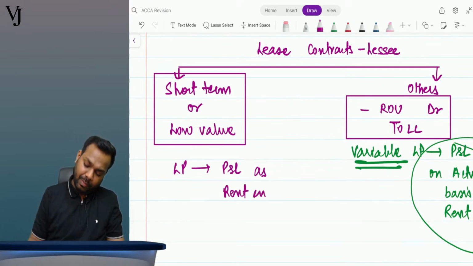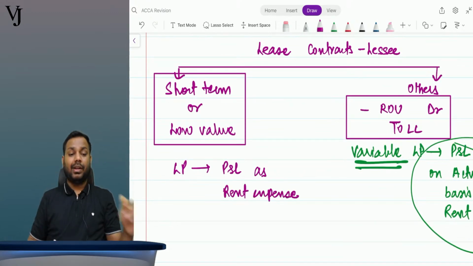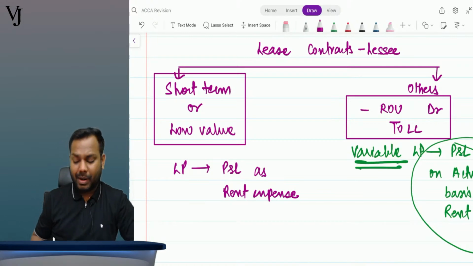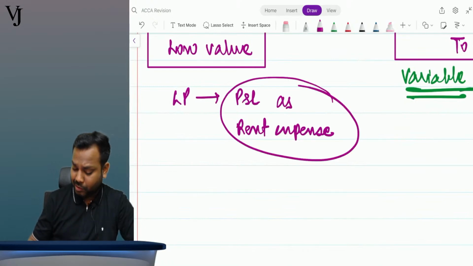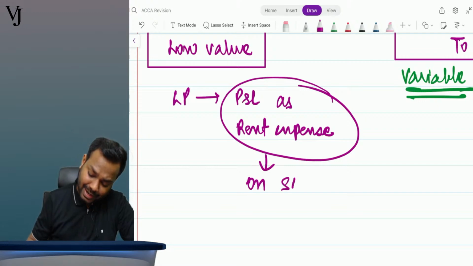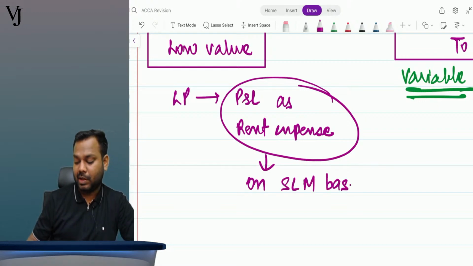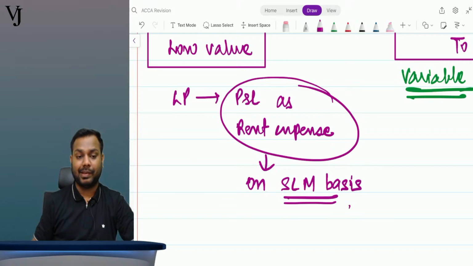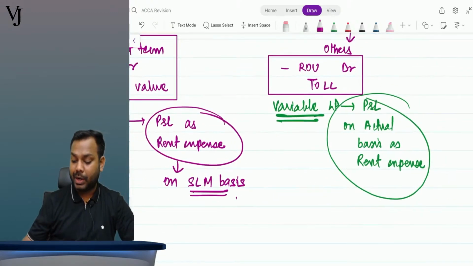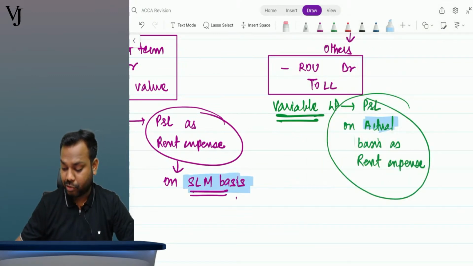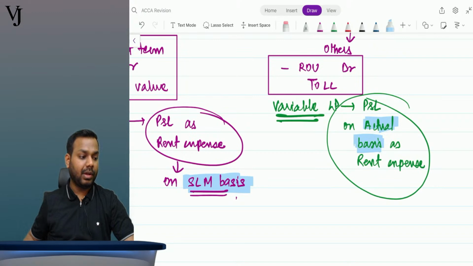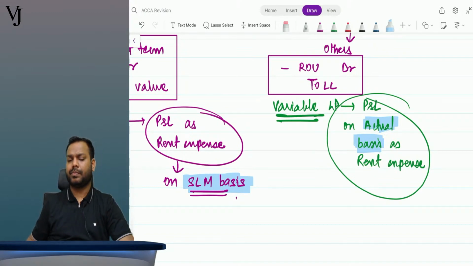But there is a difference between the both. What is the difference? These lease payments will be transferred to P&L as rent expense on straight line method basis, SLM basis, okay, but the variable payments will be transferred to P&L on actual basis. This is on an SLM basis, this is on actual basis. Is it clear, everyone? Tell me. Is it clear, everyone? Tell me, guys, come on.